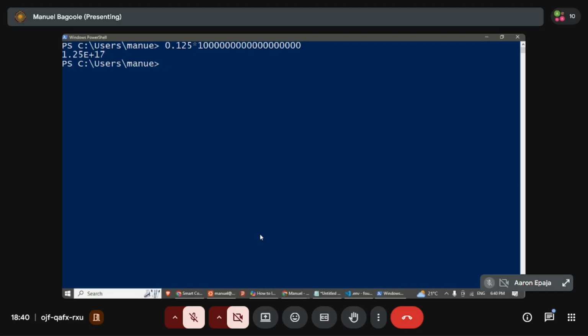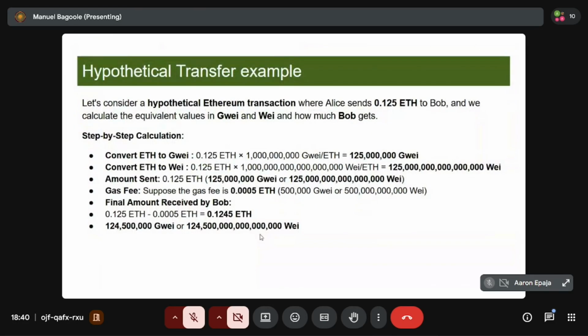Now that is the amount weight of that value. You can see it's a very large number. It's not a number that you would easily be able to read. So now every time you're going to transfer funds, you're going to represent those funds in terms of weight because it's the smallest, most accurate value denomination in the EVM standard.